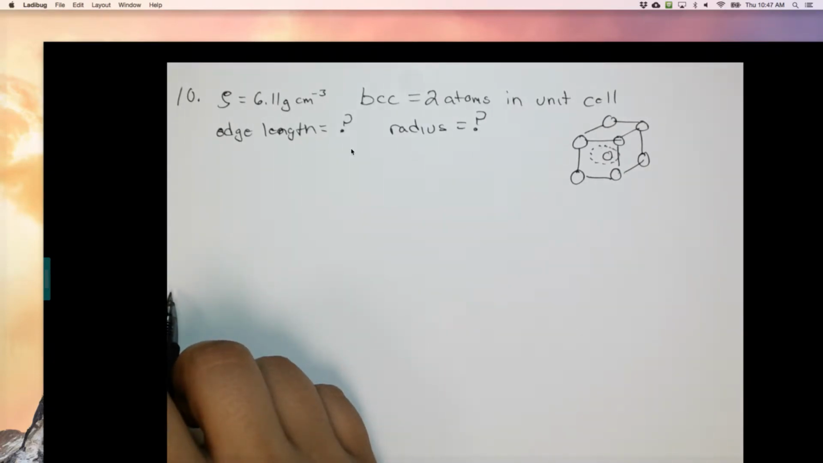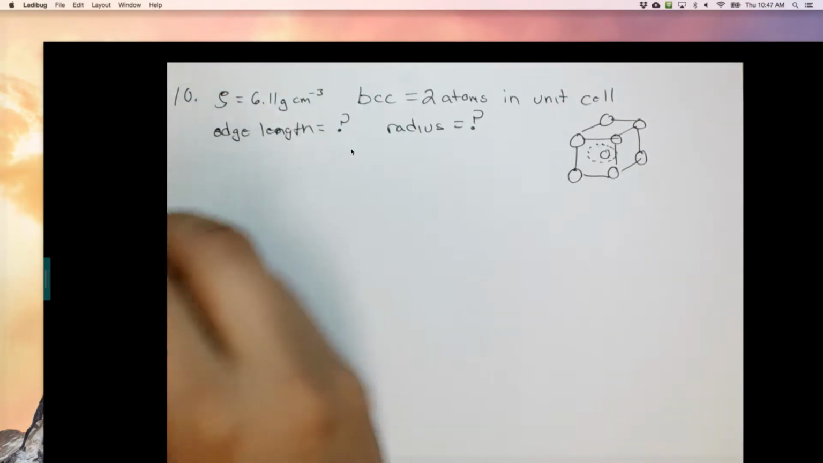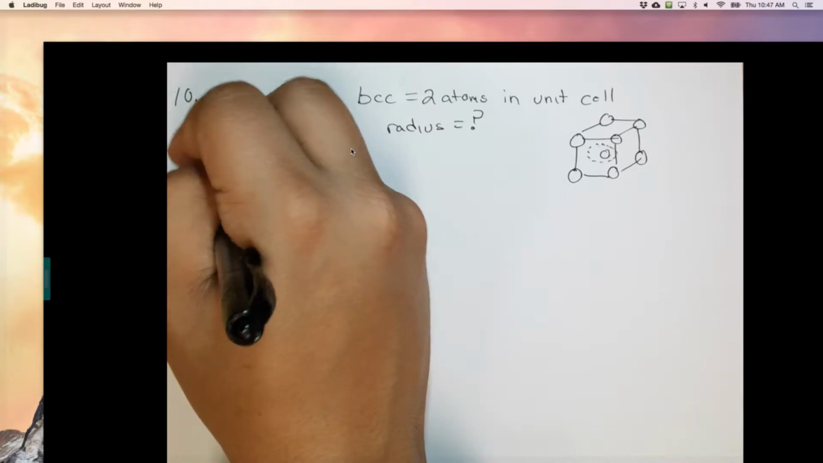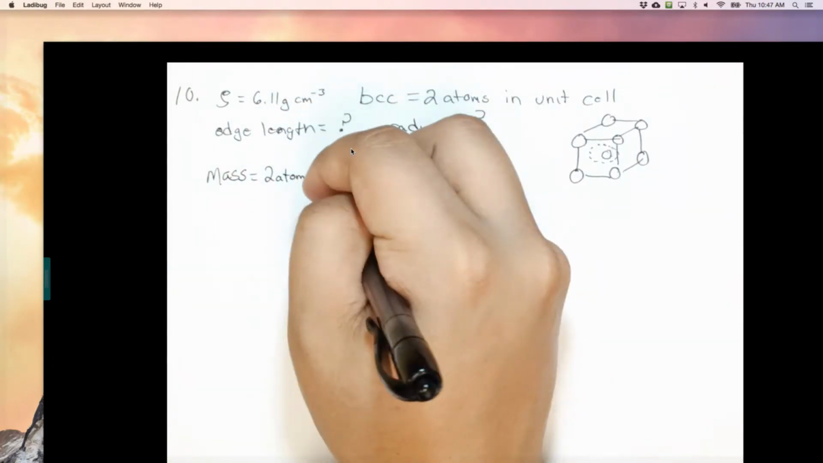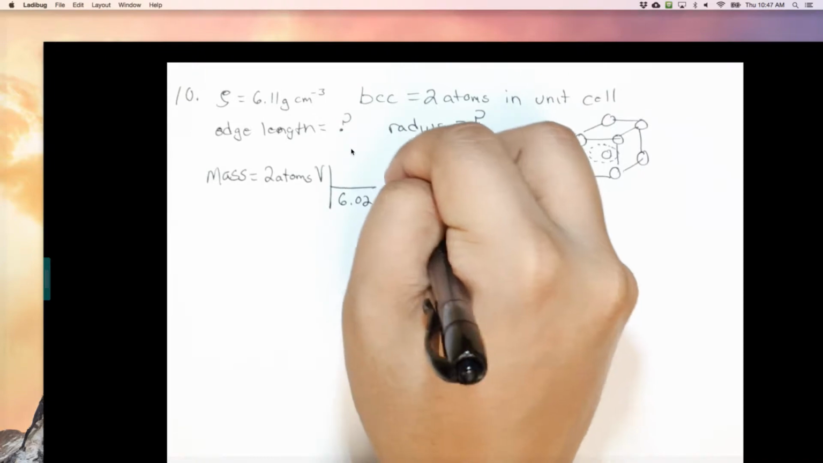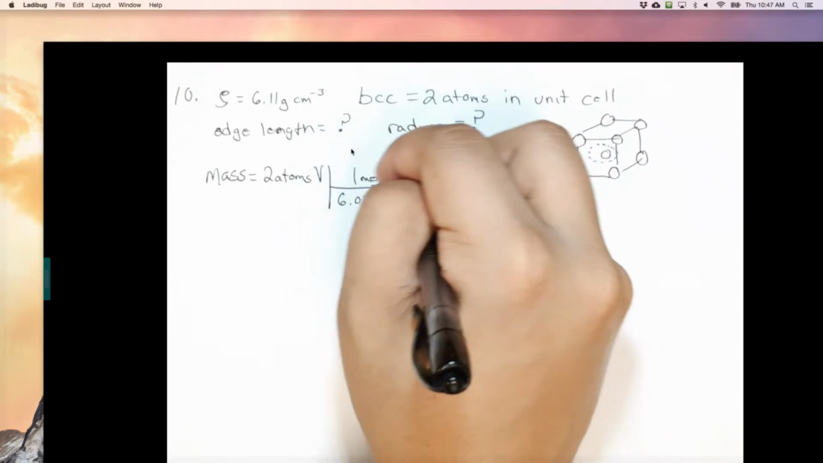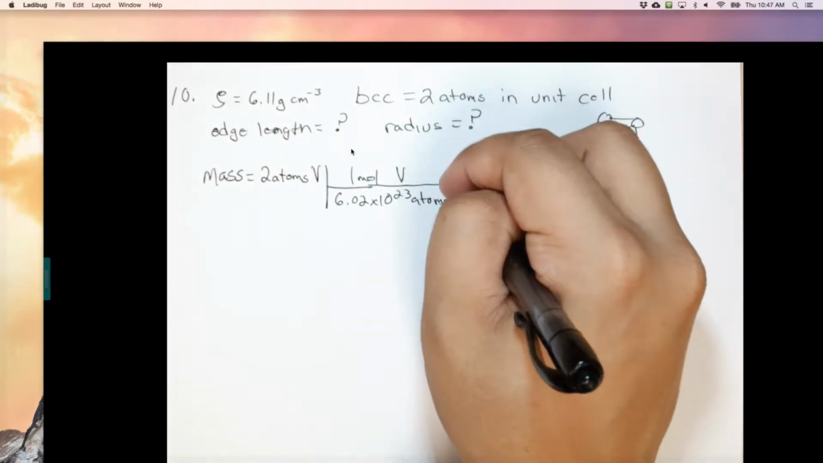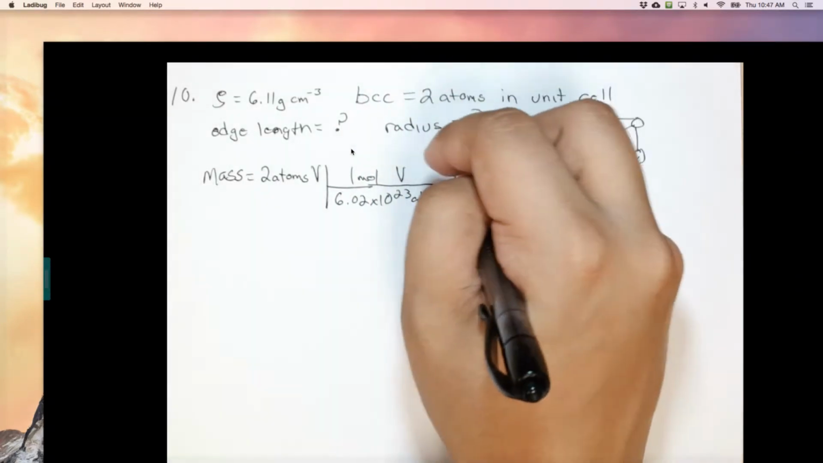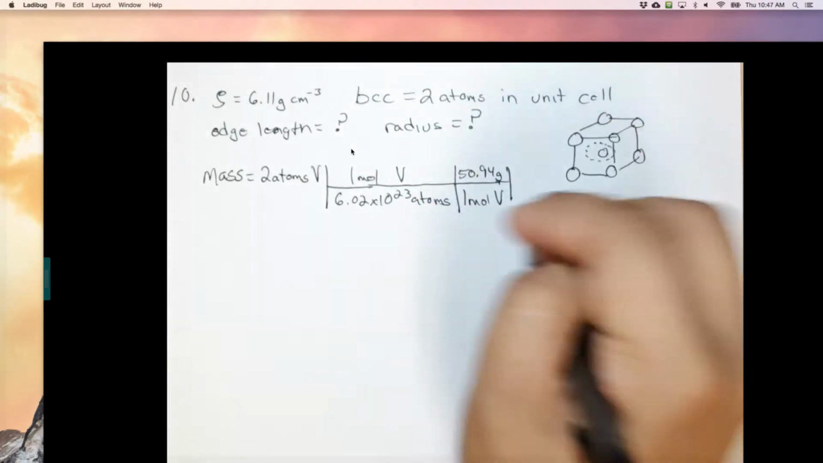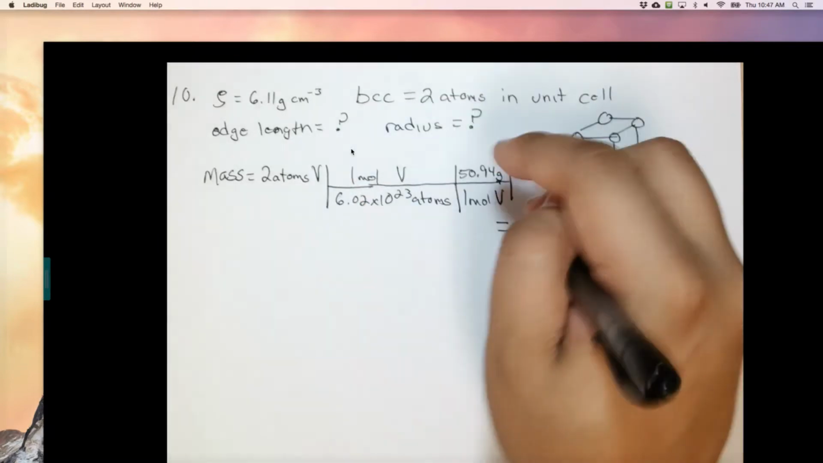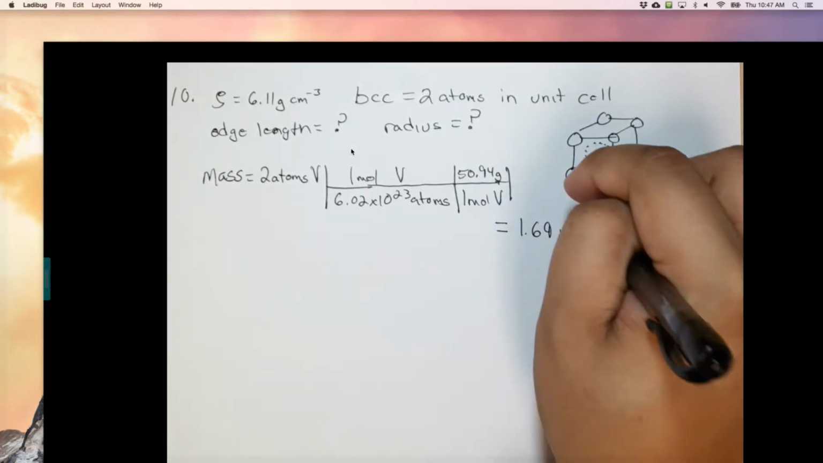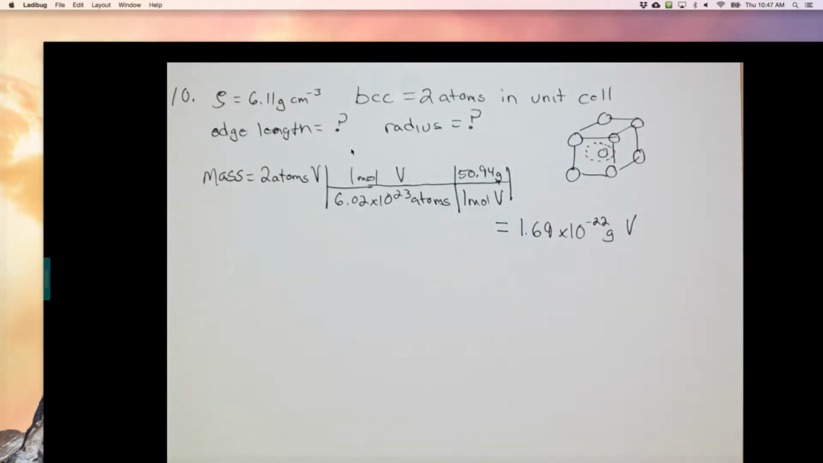One thing that we can determine, however, is the mass. Okay, so to determine the mass, we take into consideration that there are 2 atoms of vanadium. We use Avogadro's number to convert that to moles, and then we use the molar mass of vanadium, which is 50.94 grams, to determine the mass of vanadium. We go to our calculator, 2 times 50.94 divided by 6.02 e to the 23rd. Now we're looking at 1.69 times 10 to the negative 22 grams of vanadium in our unit cell, okay?